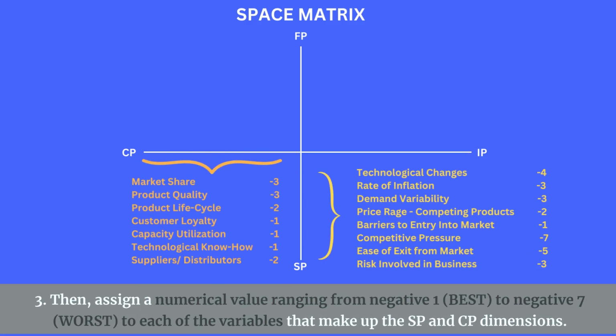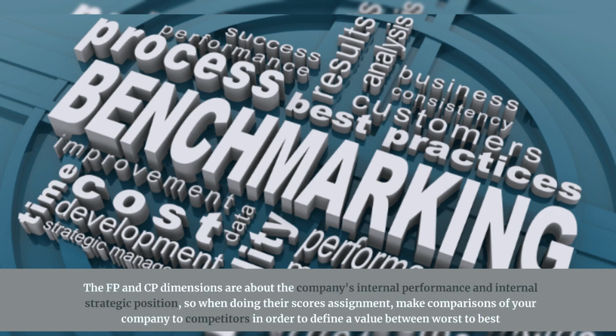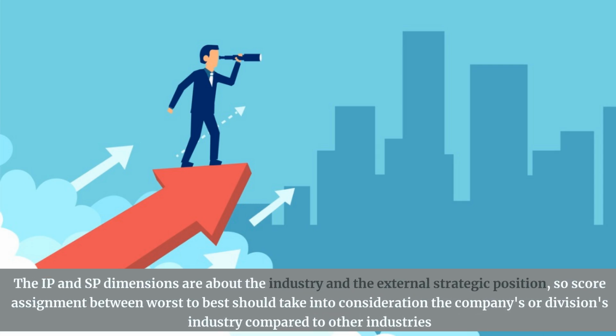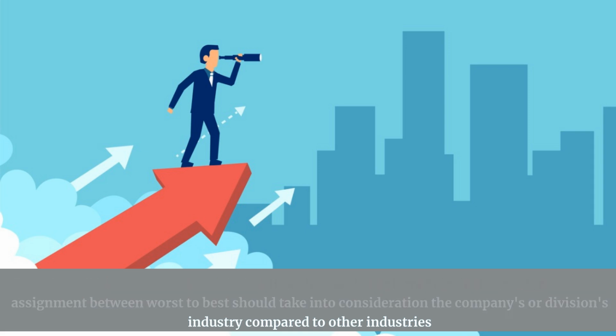3. Then, assign a numerical value ranging from -1, best, to -7, worst, to each of the variables that make up the SP and CP dimensions. The FP and CP dimensions are about the company's internal performance and internal strategic position. So when doing their score assignment, make comparisons of your company to competitors in order to define a value between worst to best. The IP and SP dimensions are about the industry and the external strategic position, so score assignment between worst to best should take into consideration the company's or division's industry compared to other industries.